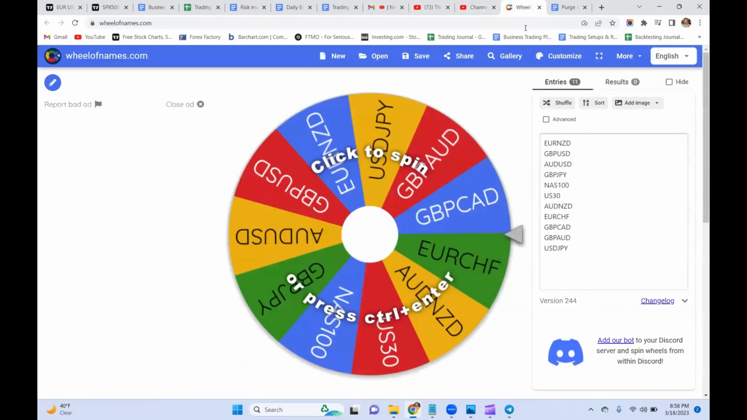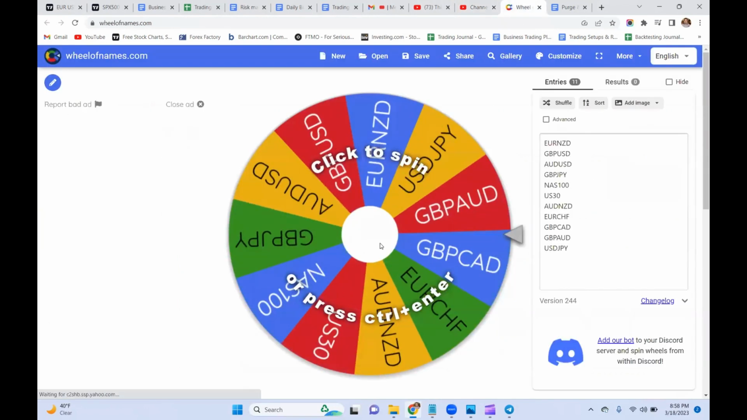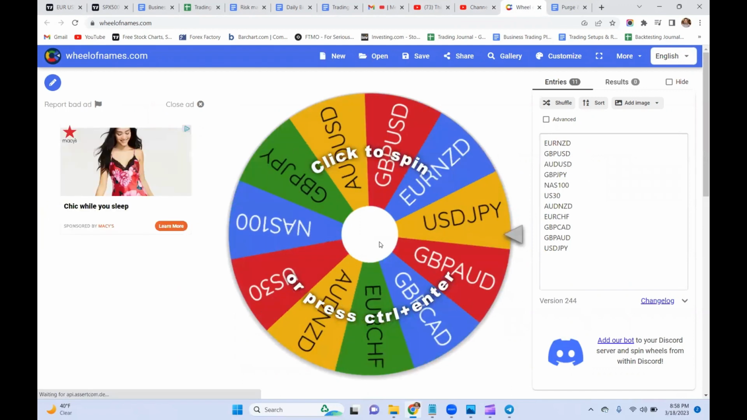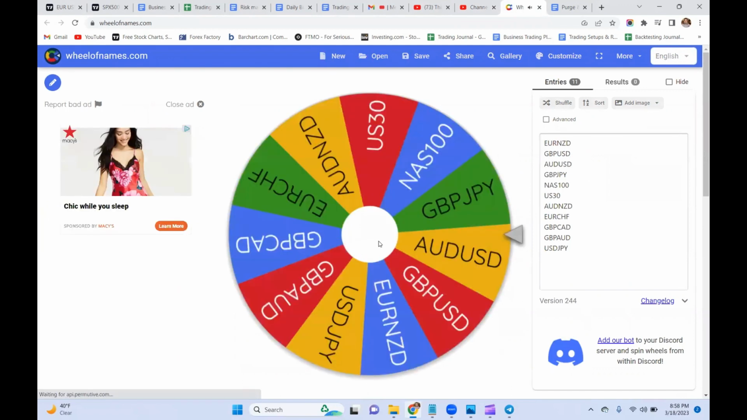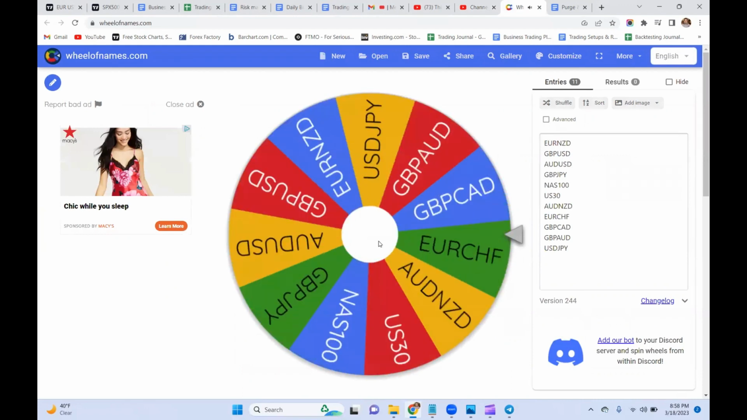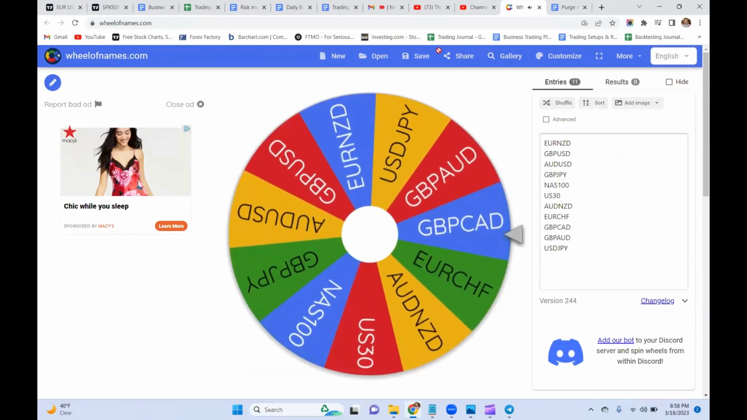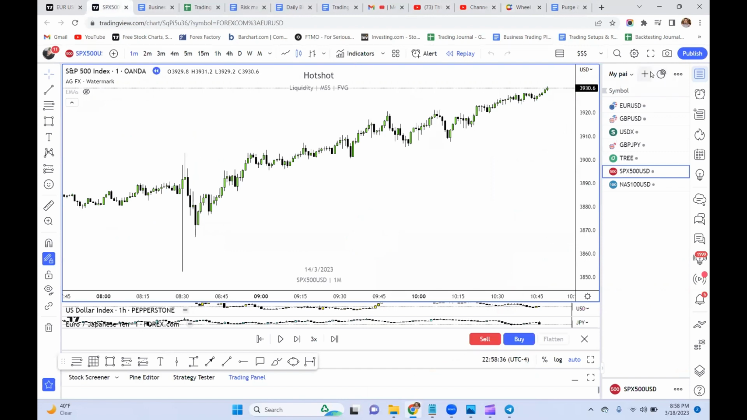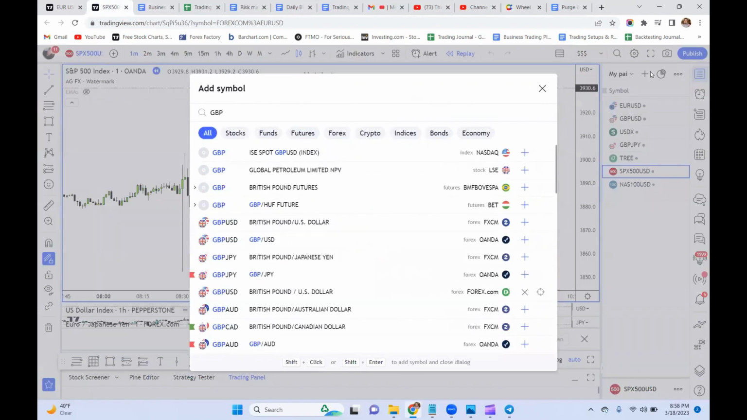So to get started, we're going to go ahead and just click to spin. We're going to choose a random pair to go ahead and demonstrate this on. Looks like we're going with GBP CAD. So let's go ahead and come over here. Let's go GBP CAD.